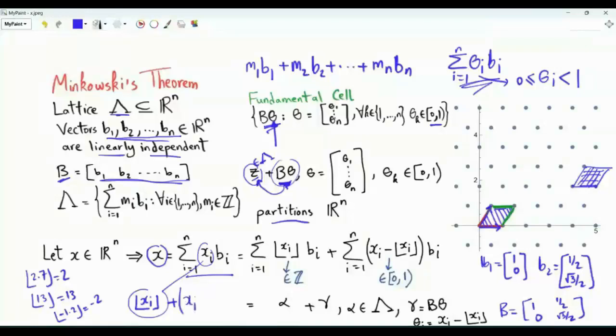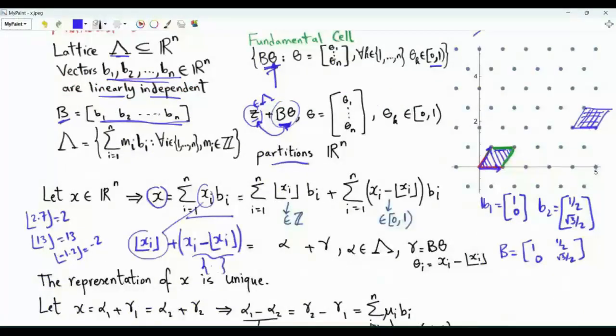Plus the difference between xi and the floor of xi. That's the fractional part of xi. Typically, it is denoted like this. And I can split this sum into two sums. In the first one, I take the floor of those coefficients. All those are integers. So the first sum is an integer combination of the basis vectors from b1 to bn. By definition, this integer combination is part of our lattice. This is a vector in the lattice. And then what is the other term? The other term will have coefficients that are xi minus its floor.